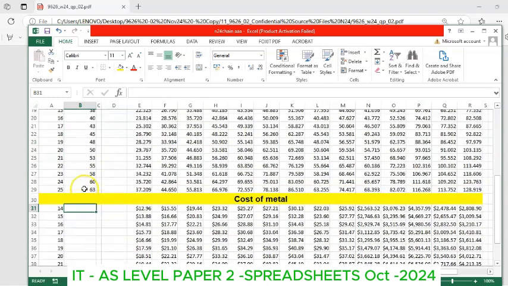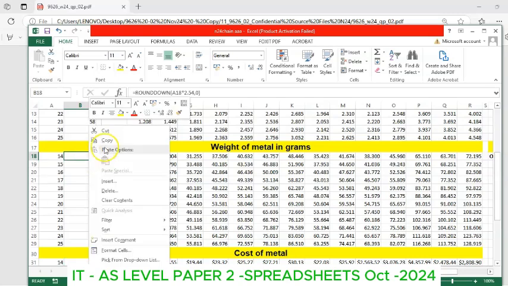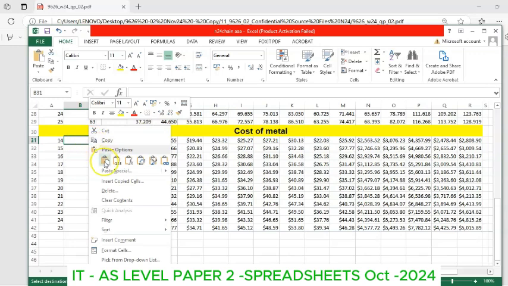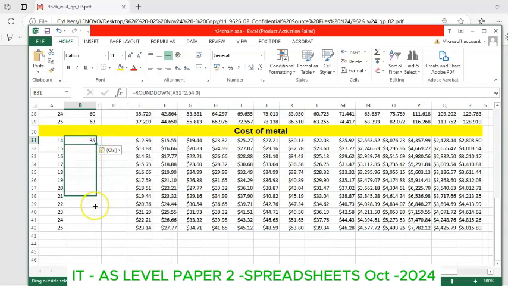So do the same here. Copy this value, paste it here, then copy down the formula to the remaining.